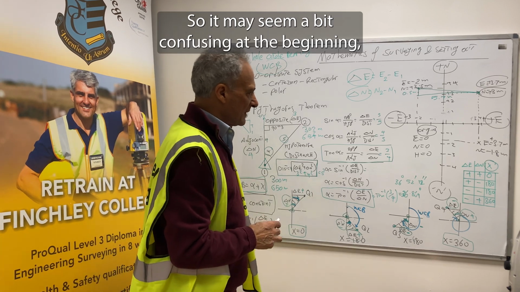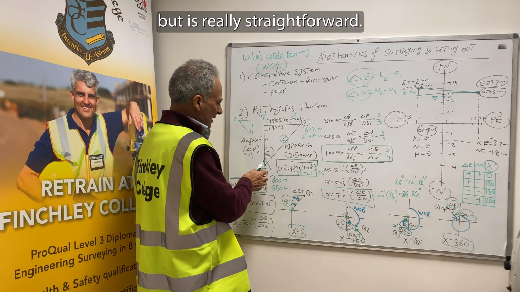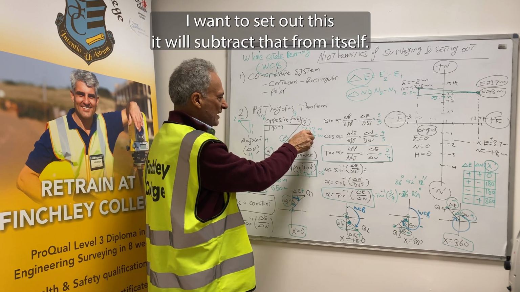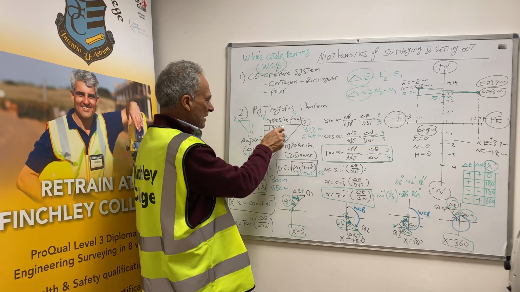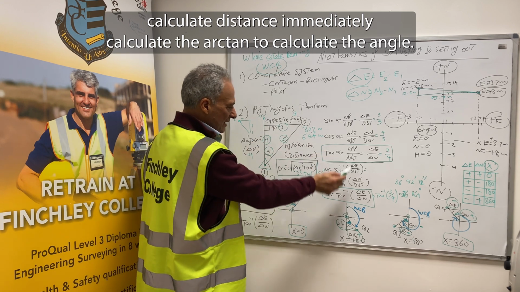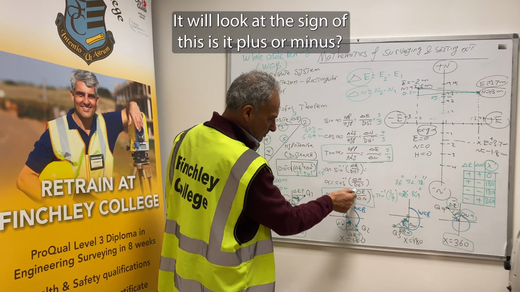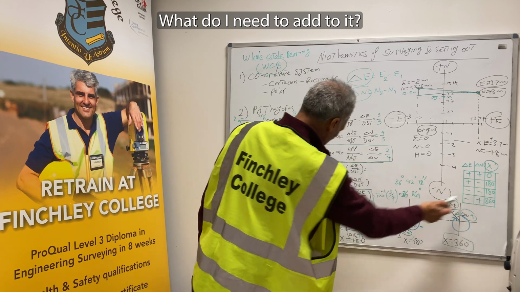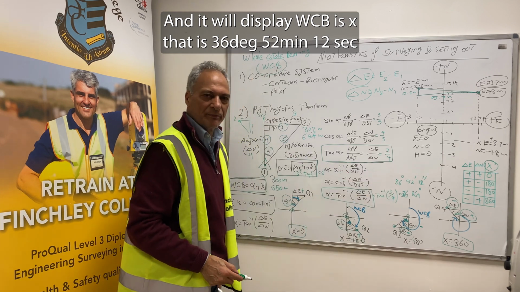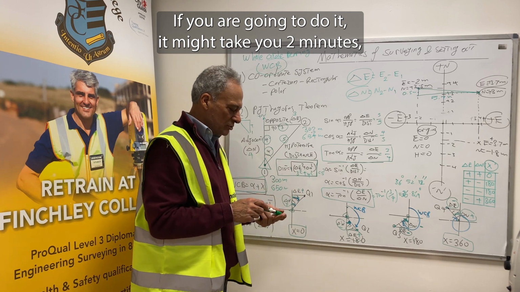So, it may seem a bit confusing at the beginning, but it's really straightforward. The instrument knows where it is. You give it a coordinate, I want to set out this. It will subtract that from itself. It will calculate difference in easting, difference in northing, immediately calculate distance, immediately calculate arctan, calculates the angle. It will look at the sign of this, is it plus or minus, what do I need to add to it, and it will display WCB, like this, 36 52. It does that in less than 1 second. If you are going to do it, it might take you 2 minutes.